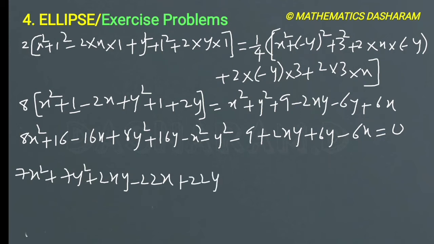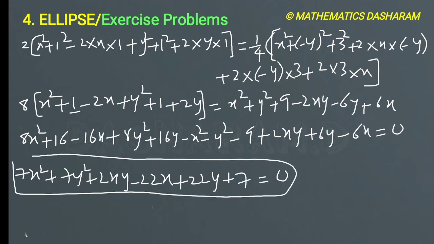Next, 16 minus 9 is 7, equals 0. So this is our required equation of the ellipse.